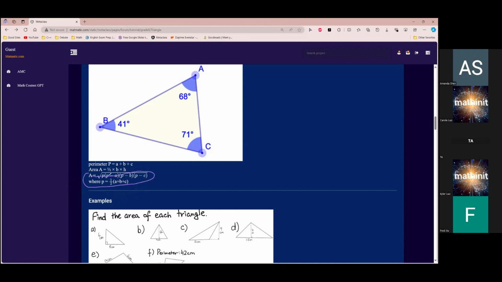called Heron's formula. You could find the area through this formula when you only know the three side lengths. It's the square root of p times p minus a times p minus b times p minus c, where p is half of the perimeter, because this is the same as this.